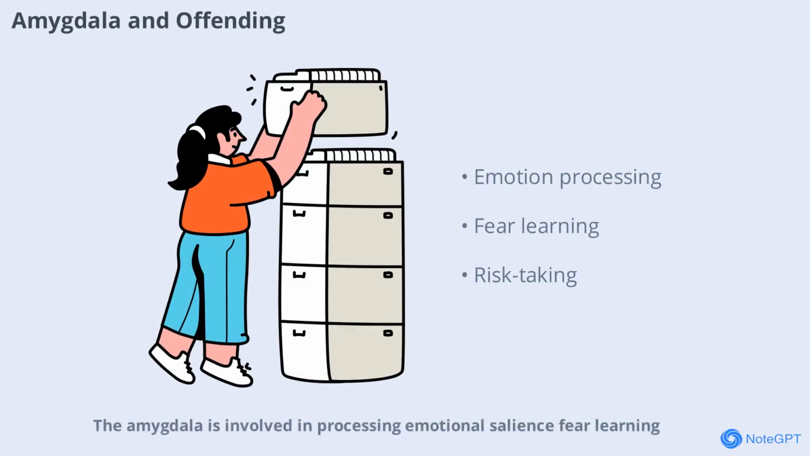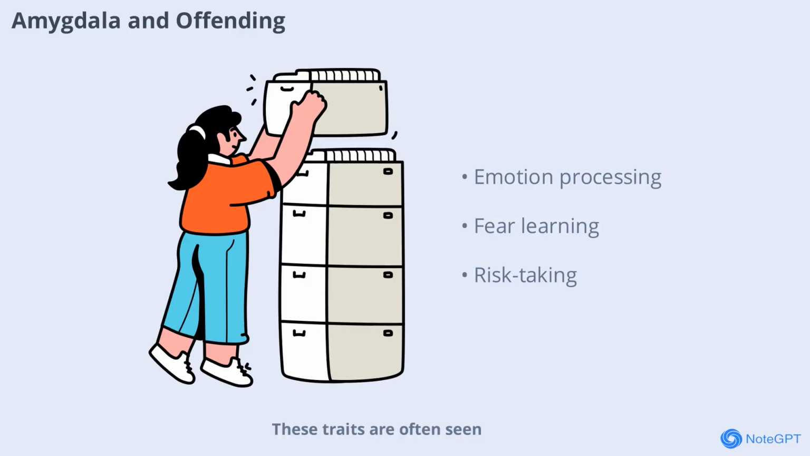The amygdala is involved in processing emotional salience, fear learning, and sensitivity to others' distress cues. Reduced amygdala responsiveness has been linked to lower fear conditioning, reduced responsiveness to distress, and increased risk-taking. These traits are often seen in individuals with callous-unemotional characteristics, which can increase the risk of offending.